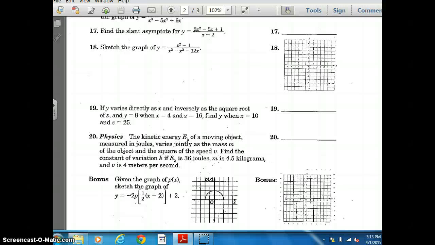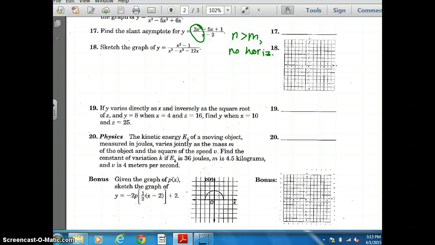We're back to the review. Number 17, we want to find the slant asymptote for the equation. We know we have a slant asymptote when we look at the very first terms and we see that the exponents, the upper exponent, which we call n, is greater than the bottom. When we do that, we have no horizontal. We only have a slant asymptote, and we do that by dividing the numerator by the denominator.